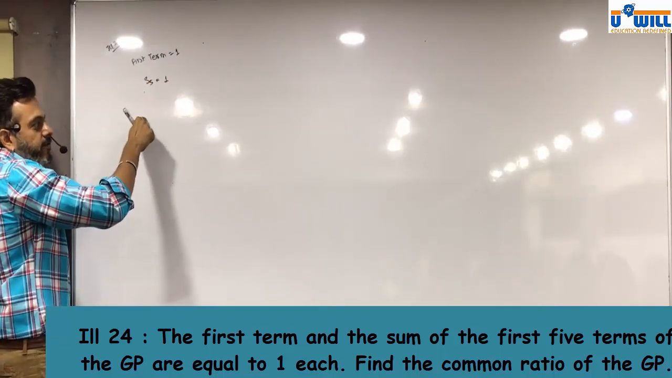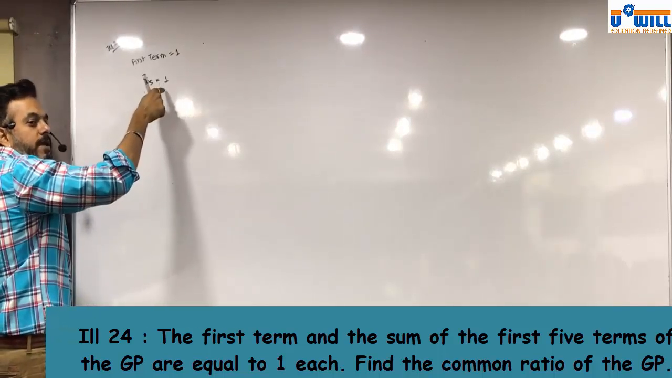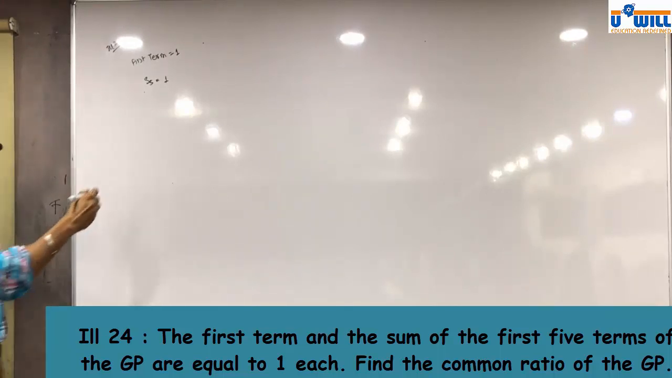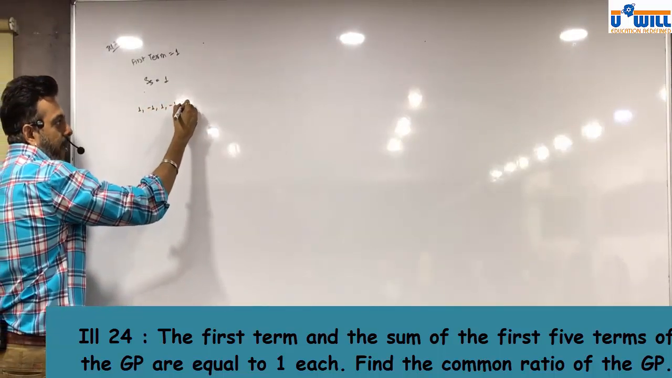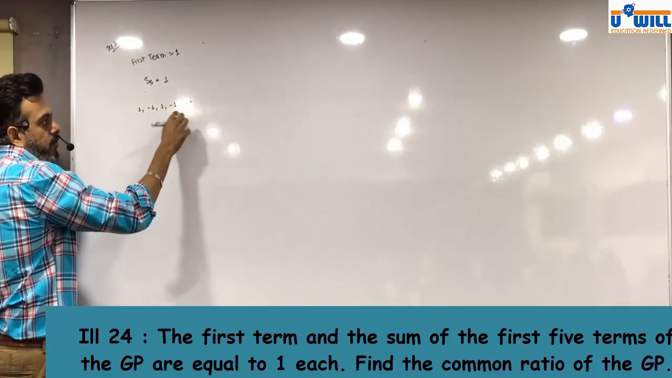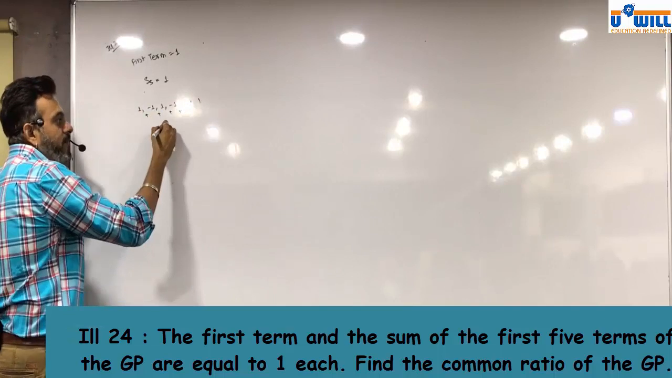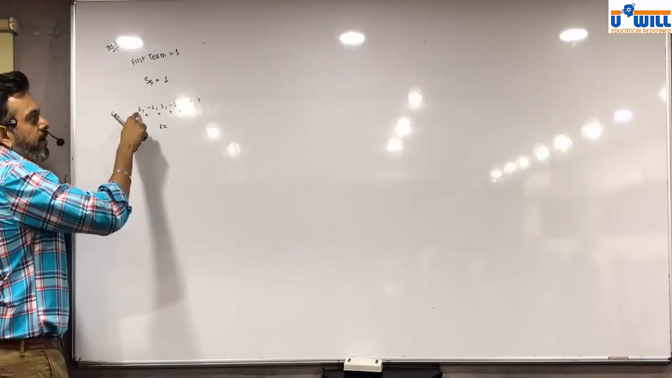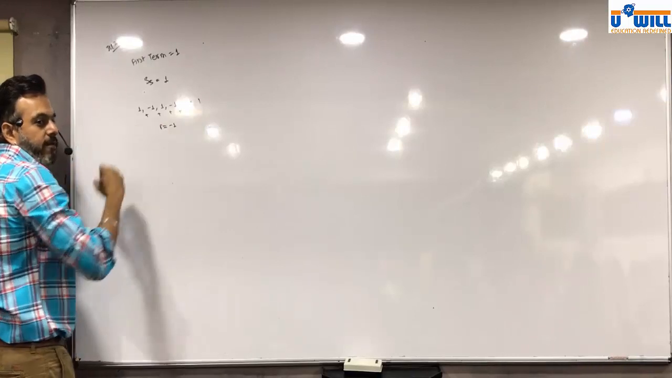This means the total of the first term, second term, third term, fourth term and fifth term should also be equal to 1. How is it possible? It is possible only if you have 1, then minus 1, then 1, then minus 1 and then 1. So what will be the total if you add them? It will be equal to 1. So what will be the value of R? It cannot be plus 1. If R is plus 1, it will be all positive, so then 5 will come. R will be equal to minus 1.